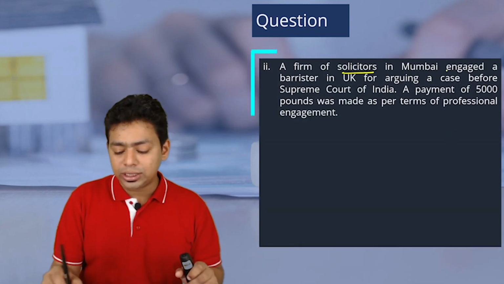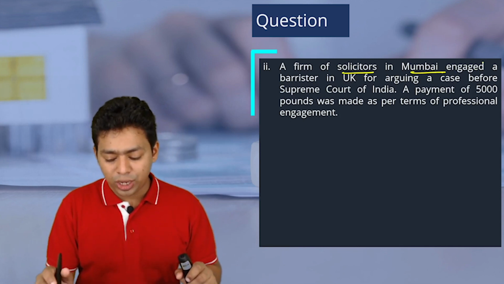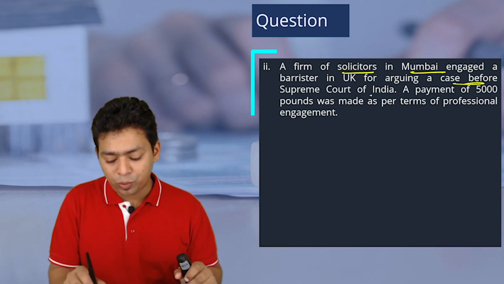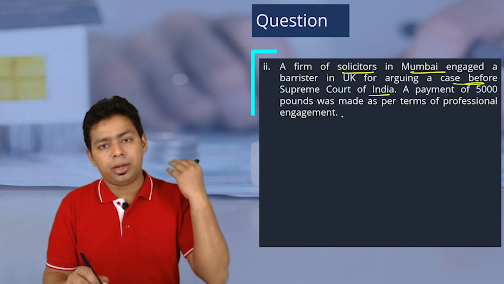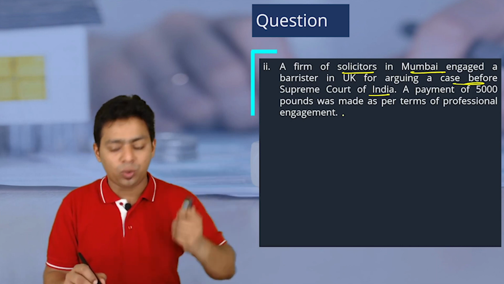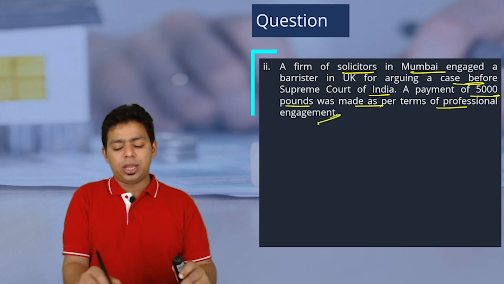A firm of solicitors of Mumbai engage a barrister in UK for arguing a case before the Supreme Court in India. So an Indian law firm has invited a barrister, or you can say an advocate, from the UK, and a payment of £5,000 was made as per the terms of professional engagement.